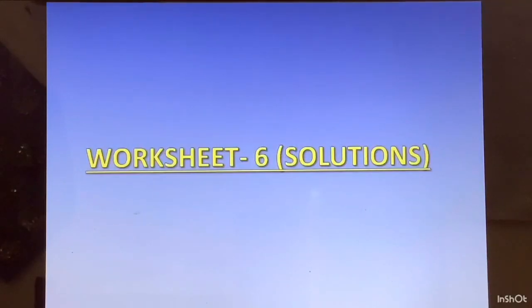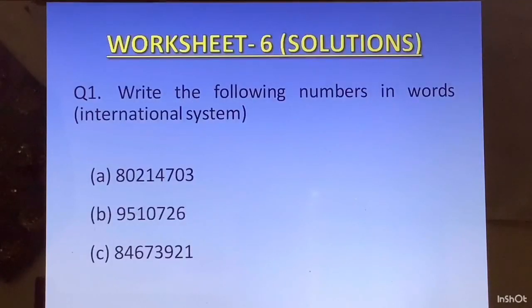Let us look at the solutions of worksheet 6. I had shared worksheet 6 in my previous video. First question was, write the following numbers in words, international system. For this, first we'll place the number according to the place value chart.